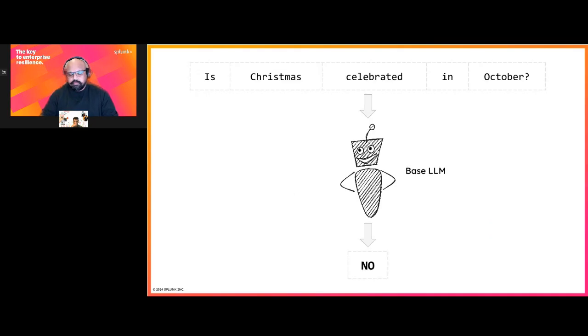Let's do a visual recap of what we learned so far. Originally, applications like ChatGPT have been used to answer questions. So in this case, a simple question: is Christmas celebrated in October? And it very well answers no. However, after we fine-tune it, we can ask a different question. For example, does this cryptic-looking URL represent a DGA domain? And in this case, the answer is yes.